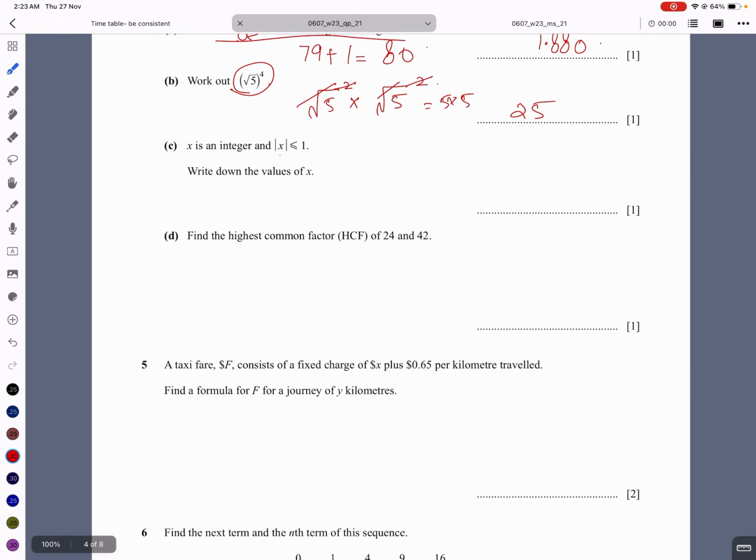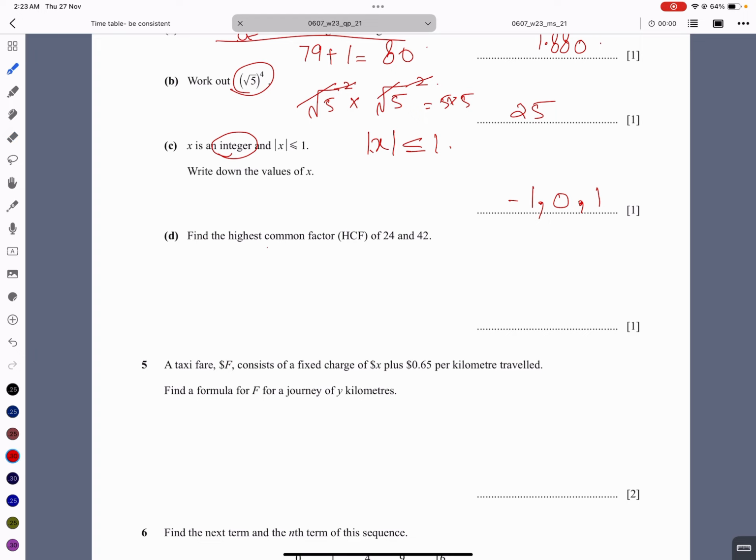x is an integer, and the absolute value of x is less than or equal to 1. Write down the value of x. If it is equal to 1, one value of x is 1. And it's an integer, which means you cannot have decimal values. So one value could be 0 and another could be minus 1, because the absolute value of any negative value will make it positive. So x could be negative also. Understand?